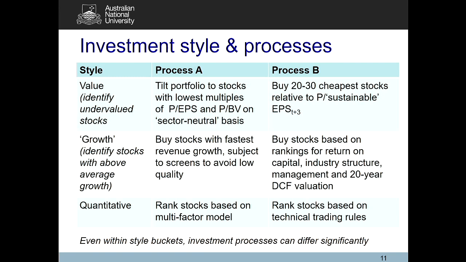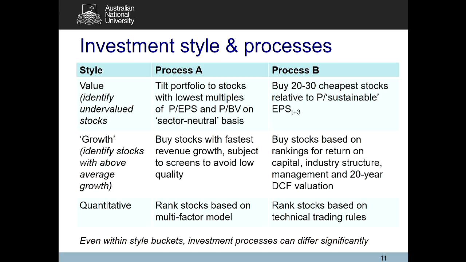With growth, here you're trying to find stocks where their growth will outstrip the growth rate in the overall market. Here's another two examples. One is that process A for growth is more traditional. You're just buying stocks with the fastest revenue growth while imposing screens to avoid low-quality stocks. So maybe you might have a governance screen, for example. You might have an ESG screen.